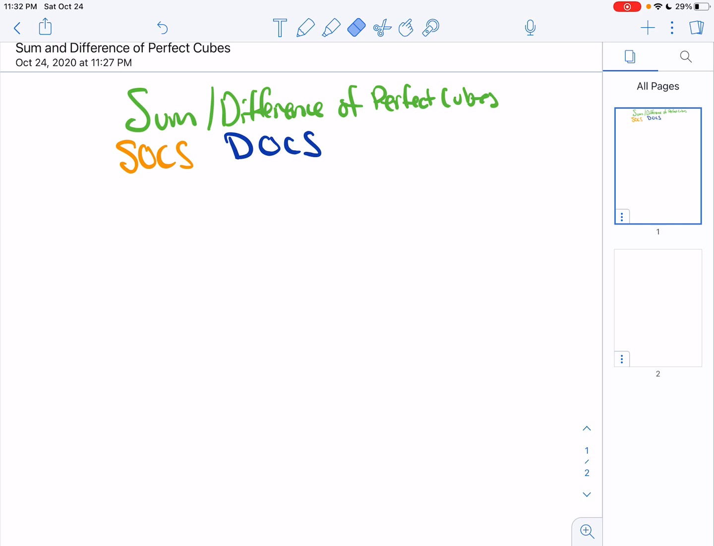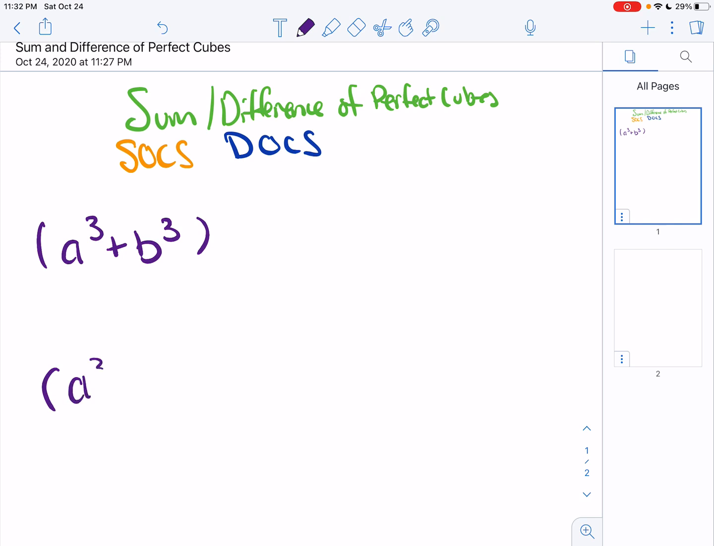We're talking about sum and difference of perfect cubes, or as you learned it, SOCKS and DOCKS. Basically, how this works is if we have something that looks like a cubed plus b cubed, or a cubed minus b cubed. The first one is SOCKS because it is a sum, so sum of cubes, and then DOCKS, difference of cubes. So this one is SOCKS.